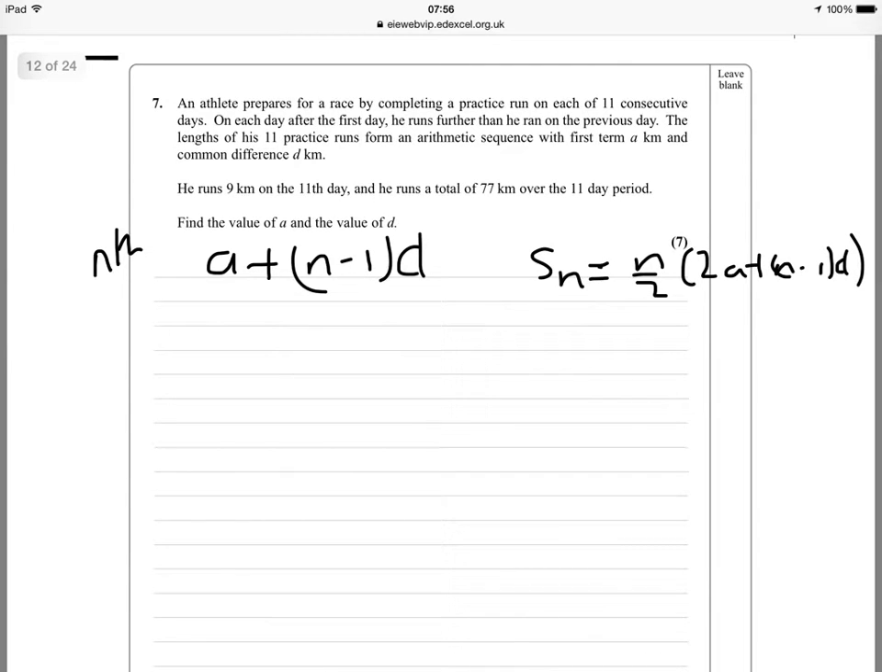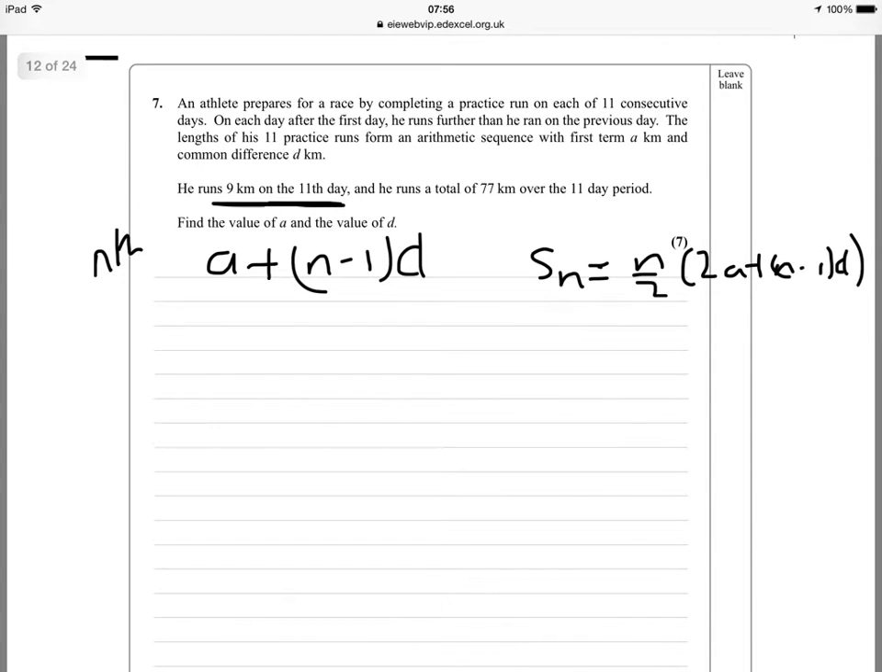So we have to decide which one of these two we're going to have to use first, or use at all. Reading down through the paragraph, you're told that an athlete is running each of 11 consecutive days. On each day after the first day, he runs further than on the previous day. The lengths of his 11 practice runs form an arithmetic sequence. Okay, so down below, it really sums it up in better detail.